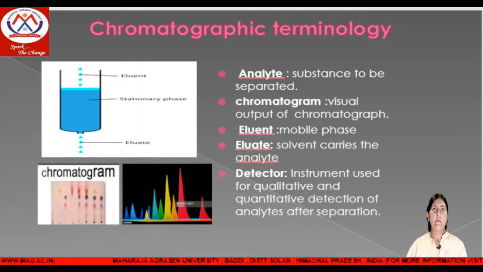Now we will discuss briefly the terms which we will use in chromatography. First is the analyte. Analyte is a substance which we will use for the separation. We can say it is a sample for our technique. Second one is the chromatogram. Chromatogram basically is the visual output of a chromatograph. Eluent is the mobile phase. Eluate is the solvent or the mobile phase which carries the analyte. Lastly, we have the detector.